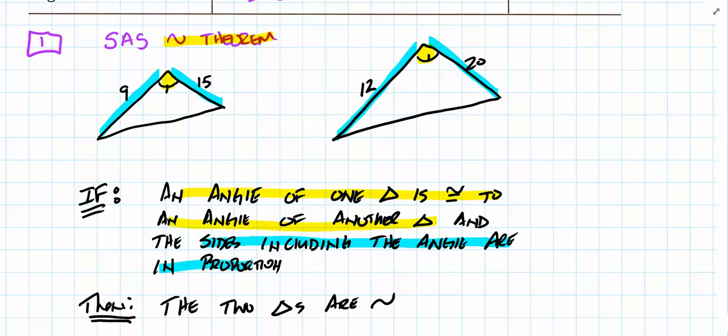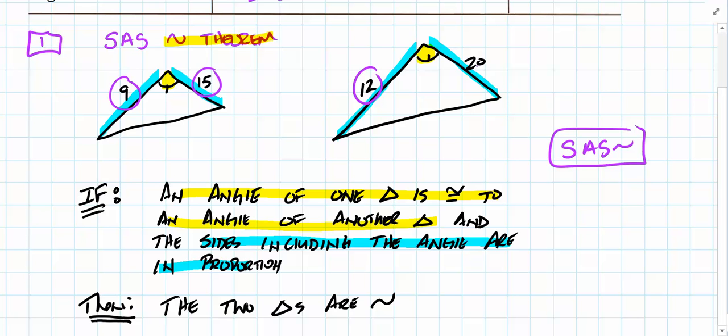Wait, does it have to be both? So you can put side-angle-side similarity in the proof if you've shown that your sides are in proportion and you've shown that the angle is indeed congruent. Then you say the reason, side-angle-side similarity.